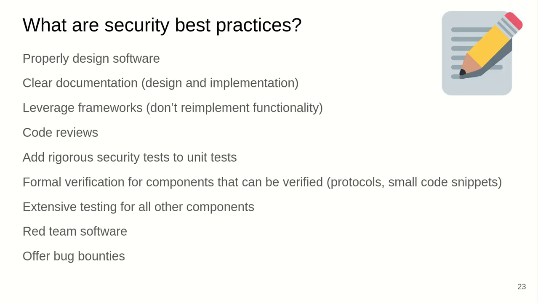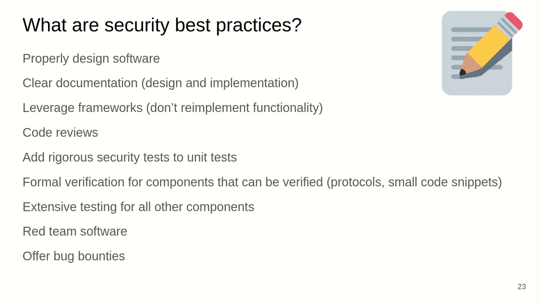What are some of the best practices that you would want to look into? Well, it's not that hard. We should properly design software. We should have clear documentation that captures the design and implementation and ideally has APIs and abstractions very well defined. We should leverage frameworks. Don't re-implement functionality that you can use from somewhere else, especially if the somewhere else is already verified or certified. We should do sufficient code reviews to get rid of any of the remaining bugs. And rigorous security tests, in addition to the unit tests that test functionality.